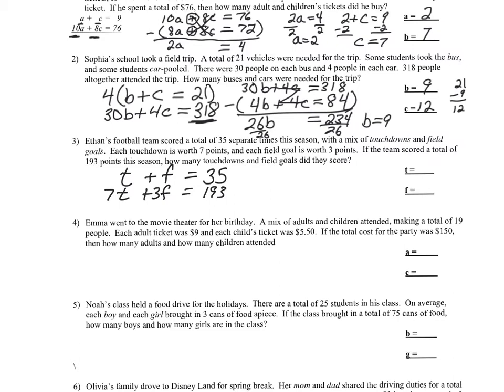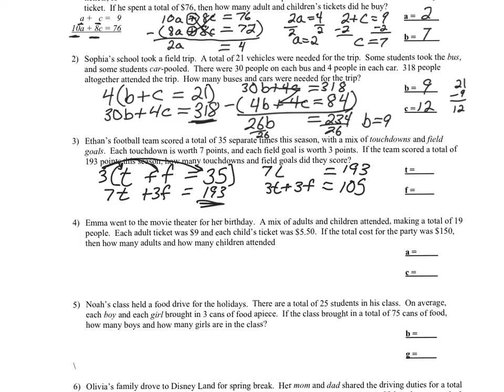Okay, so I've got to take a look at the 2 numbers. The easiest one again to match is the 3F. So I've got to take the entire first equation and multiply by 3. So I get 3T plus 3F. 3 times 1 is 3. 3 times 1 is 3. Then 3 times 35 is equal to 105. Larger number goes on top.